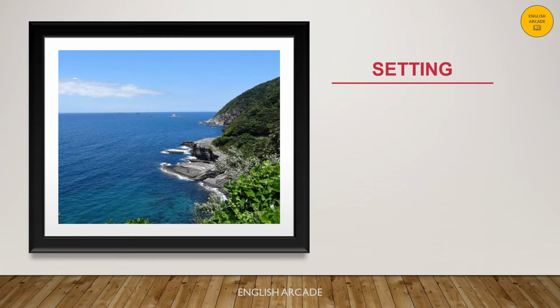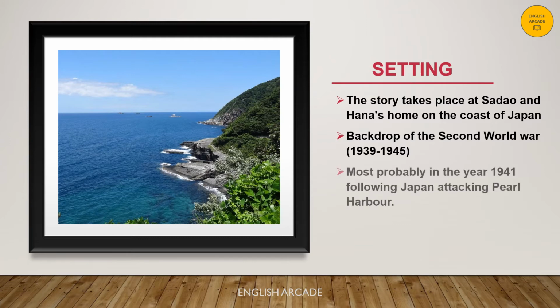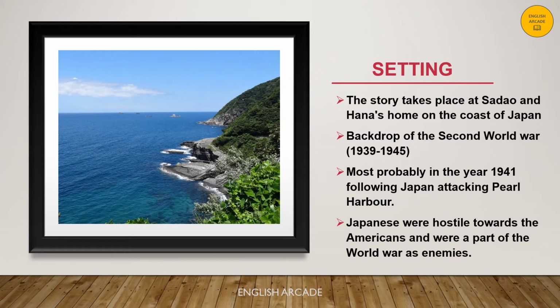Let's look at the setting of the story. The story takes place at Sadao and Hana's home on the beautiful coast of Japan. There is this backdrop of the Second World War, which took place in 1931 and went on till 1945. This story most probably is set in the year 1941, following Japan attacking Pearl Harbor. At that time, the Japanese were very hostile towards the Americans, and Japan and America were part of the World War as enemies.